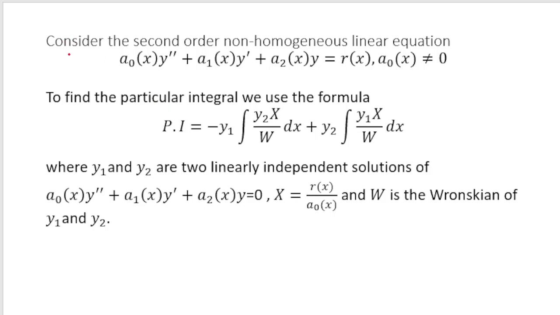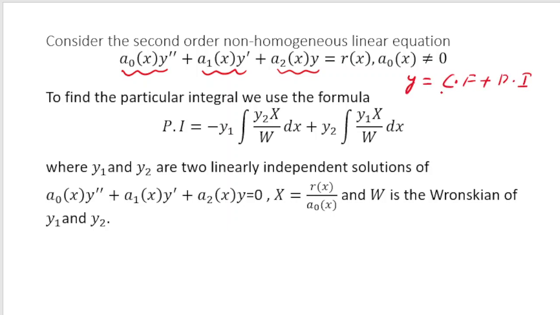So first let us start with a second order linear differential equation, which looks like this: a0(x) y'' + a1(x) y' + a2(x) y = R(x), where a0(x) is not equal to 0. So how is the solution written? The solution is written as y = CF + PI.